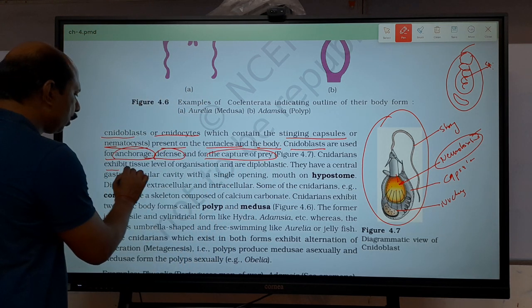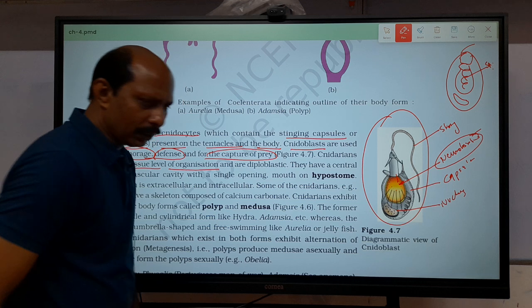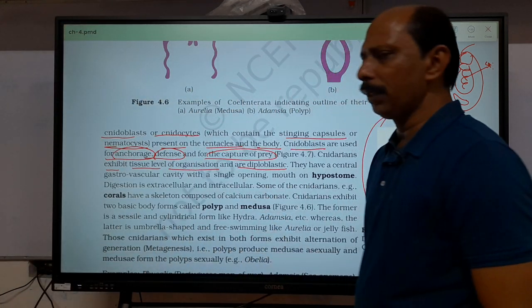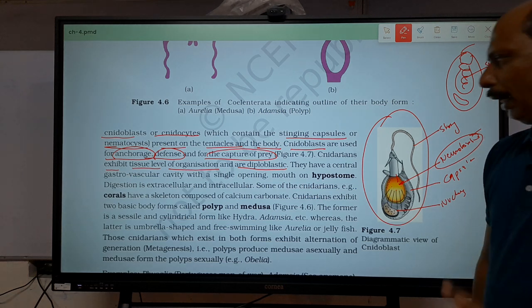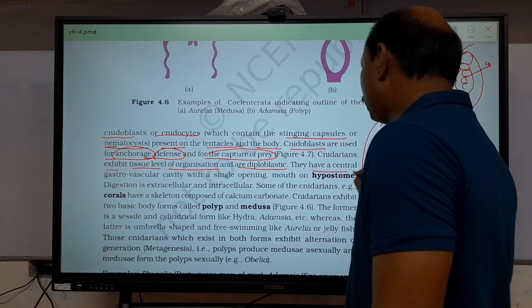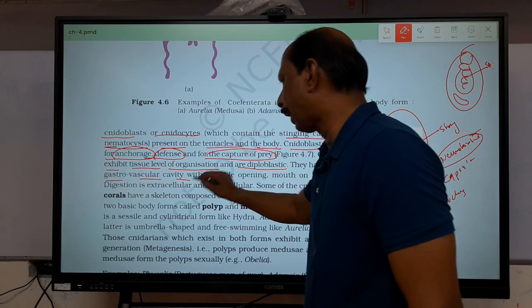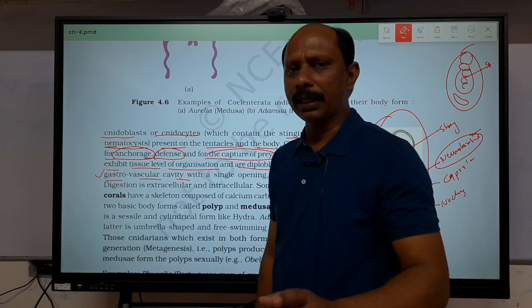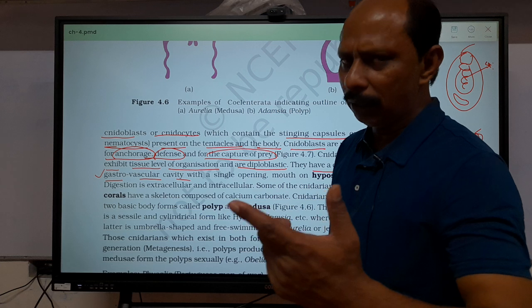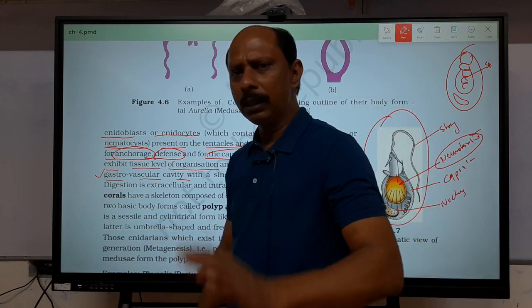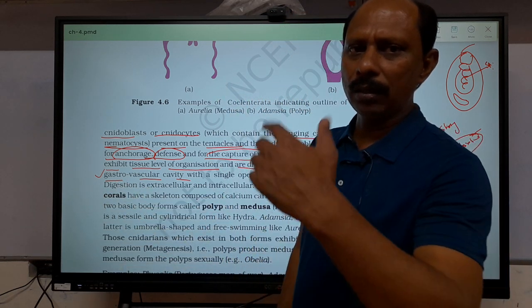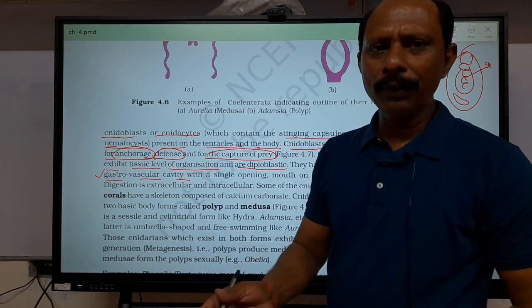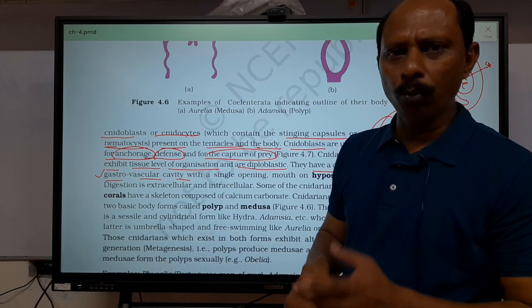Cnidarians exhibit tissue level of organization, while Porifera have cellular level. Cnidarians are diploblastic, meaning they have only ectoderm and endoderm, no mesoderm. They have a central gastrovascular cavity. Gastro means it is also responsible for digestion. Partially digested material is provided to the cells for further digestion, so we have both extracellular and intracellular digestion.